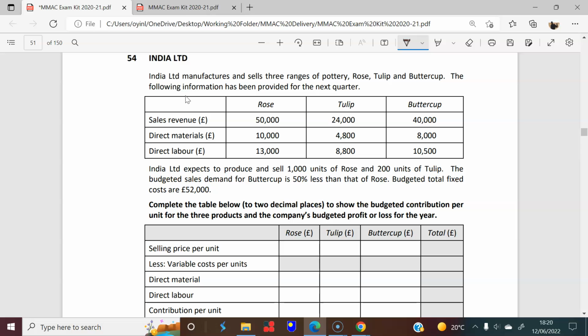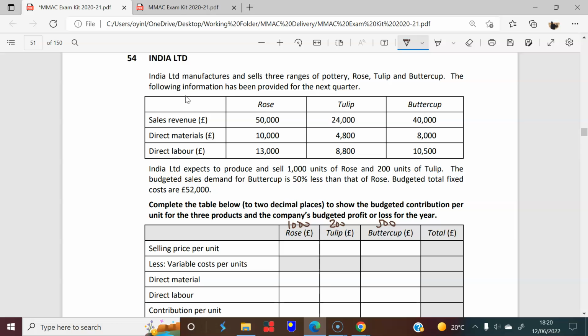Sales revenue. We are told that for rose, you need 1,000 units. For tulip, you need 200 units. And for buttercup, it says that the demand is 50% less than rose. So they're half of them. So there's 500 units for buttercup.